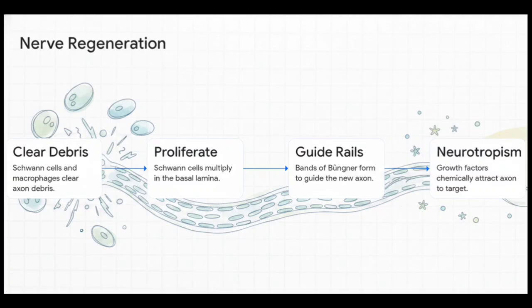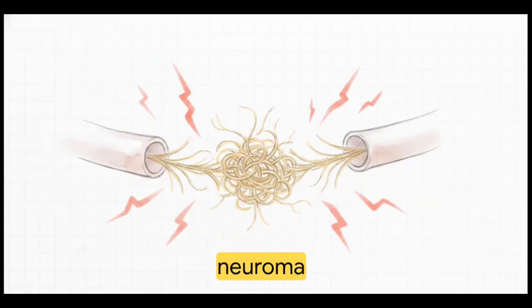Step 2. Those same Schwann cells begin to heavily proliferate within the basal lamina. Step 3. These proliferating Schwann cells literally align themselves to construct physical guide rails known as bands of Büngner. Finally, Step 4. The newly sprouting proximal axon uses these bands of Büngner to navigate. It relies heavily on neurotropism, meaning it's chemically attracted to its correct target tissue by specific growth factors and extracellular matrix signals. But there's a crucial clinical correlation we have to mention here.